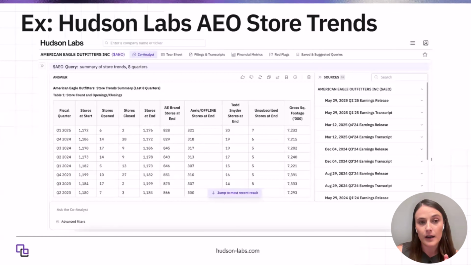This is our output for summary of store trends, 8 quarters. You can see a very short prompt.